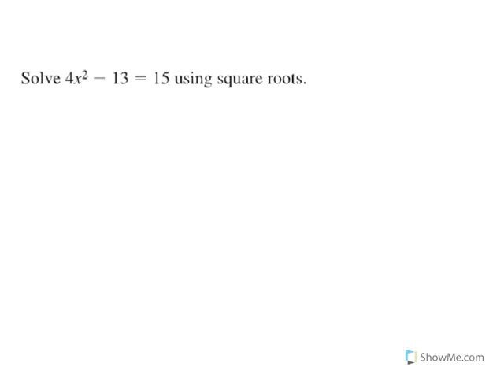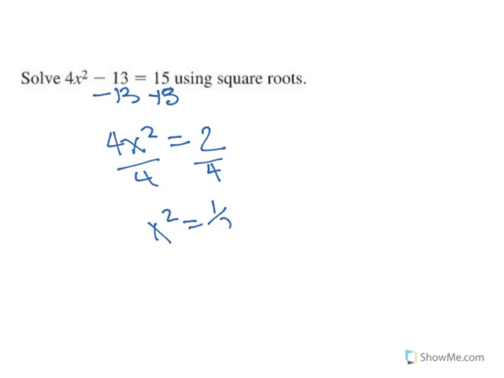So, we're subtracting 13. 4x squared equals 2. Divide by 4, x squared equals 1/2. Okay? Go ahead and make that 0.5. It's okay. We have the x squared by itself, so we can take the square root of both sides. So we get x equals whatever the square root of 1/2 is.